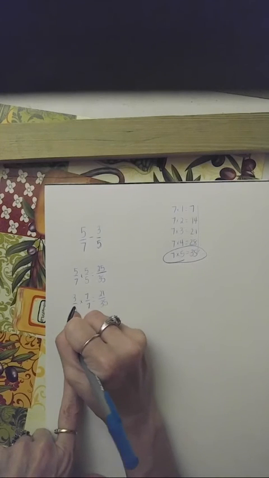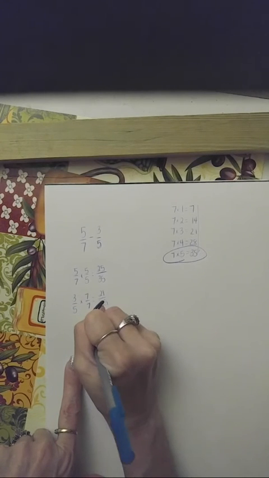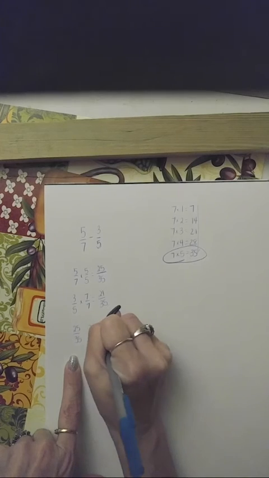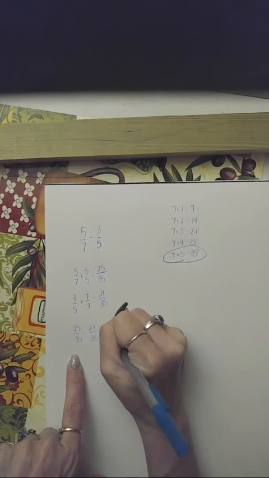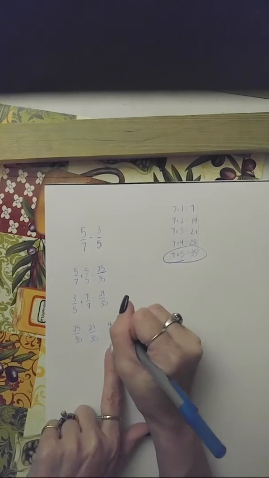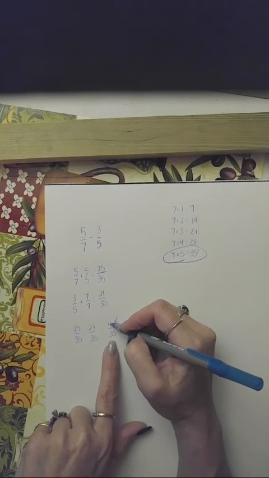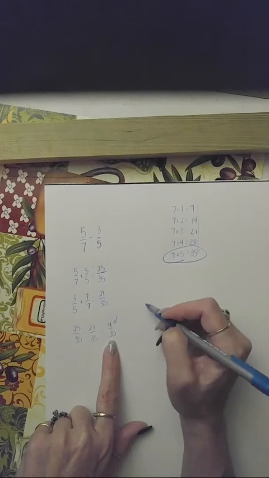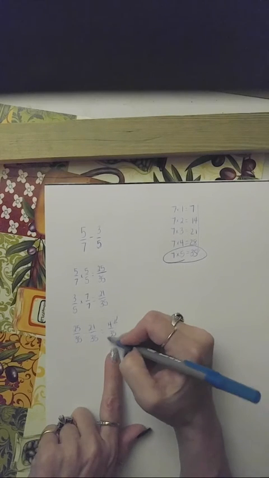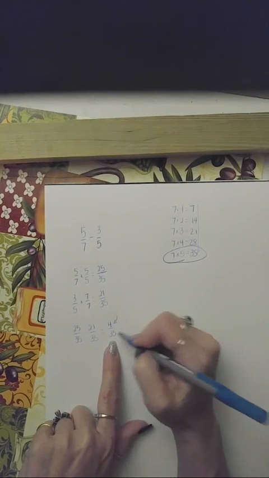So 25/35 minus 21/35 equals 4/35. And that is in the simplest form because the only factors of 4 are 1 and 4 and 2 and 2, and none of those are factors of 35.